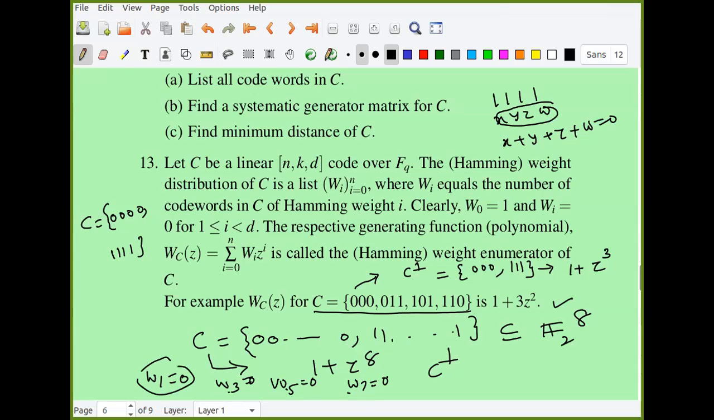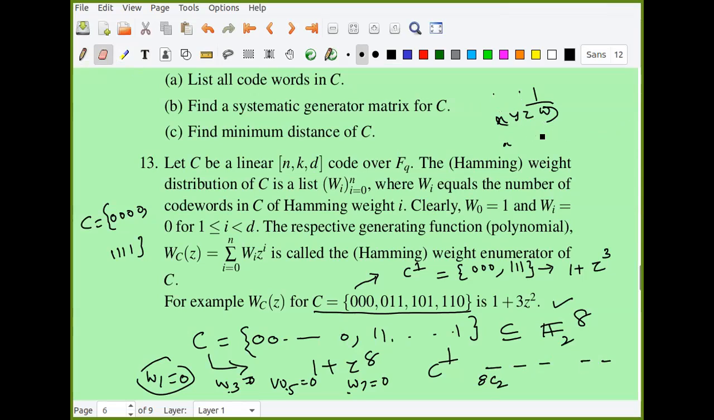Now, can I have all even weights in C perp? Yes, sir. Yes, exactly. So the goal now is to figure out how many vectors there are of weight 2. How many positions are there? I have 8 positions. So how many vectors are there with 2 ones? 8C2. Right? So in general, instead of binary, I will go to the general case.